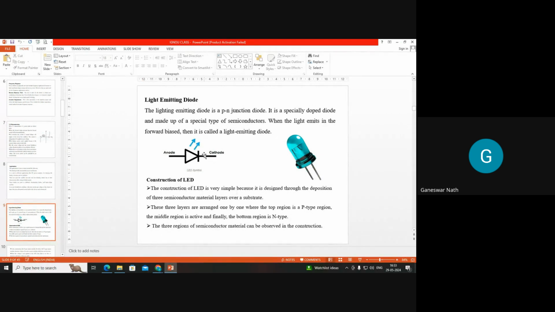All of you can see this is the symbol of an LED, and we put the arrow mark, which means it is emitting. So when you put the arrow mark, it is the symbol of a light emitting diode. And as I told you, the light emits in the forward bias condition, but not in the reverse bias condition.